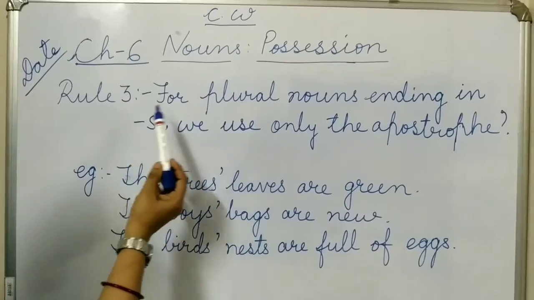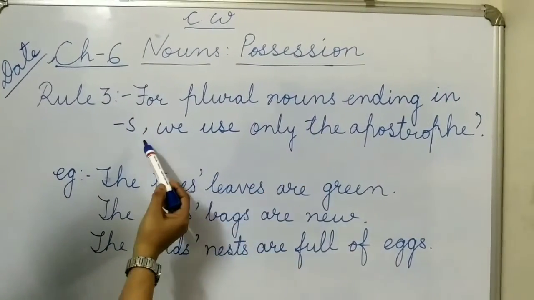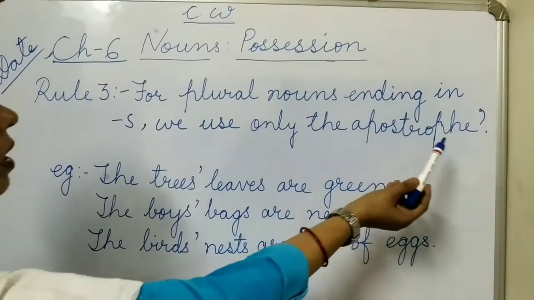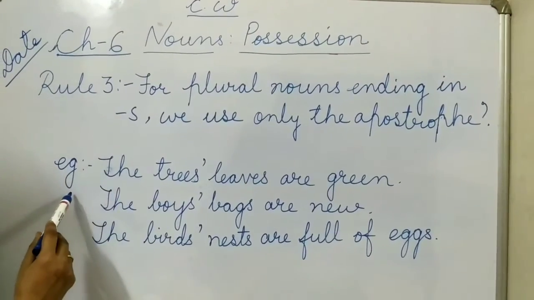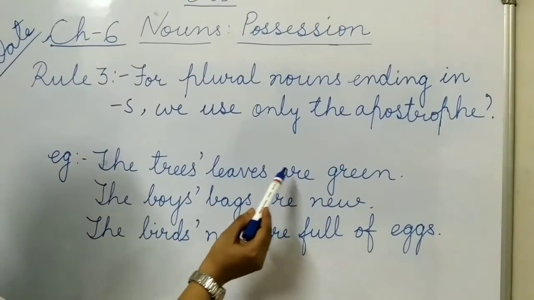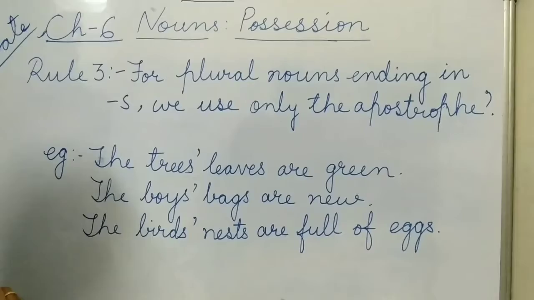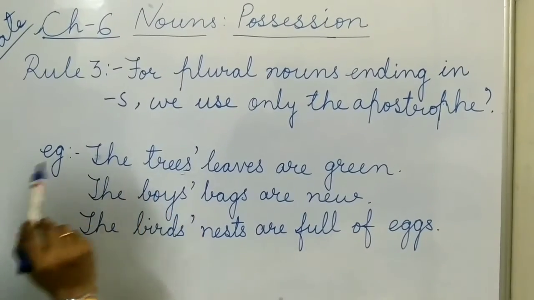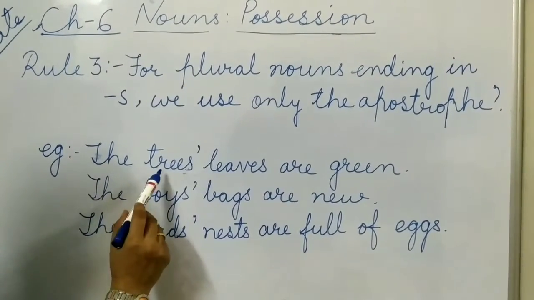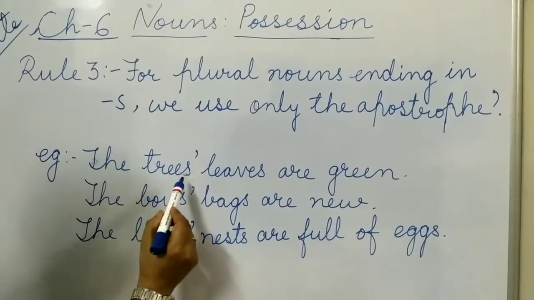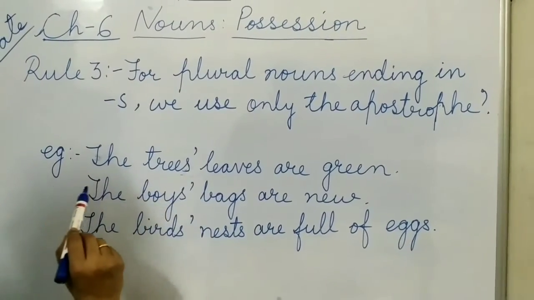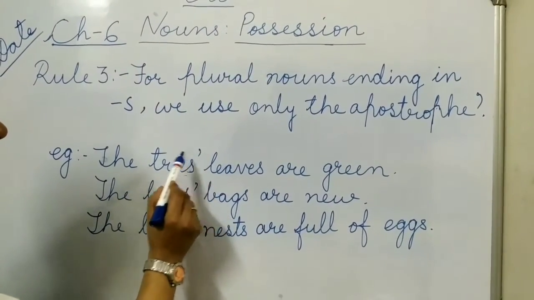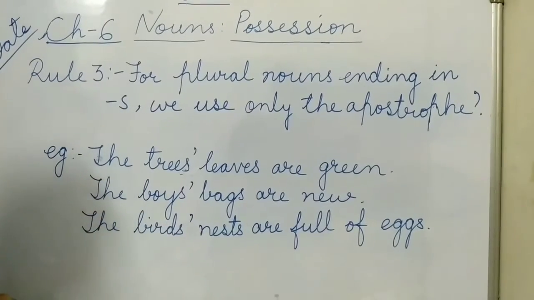Children, now rule number 3. For plural nouns ending in S, we use only the apostrophe. See this example. The trees' leaves are green. Now tell me children, is trees a singular noun or a plural noun? Trees is a plural noun and it is ending in S. So we only write apostrophe after the word trees.